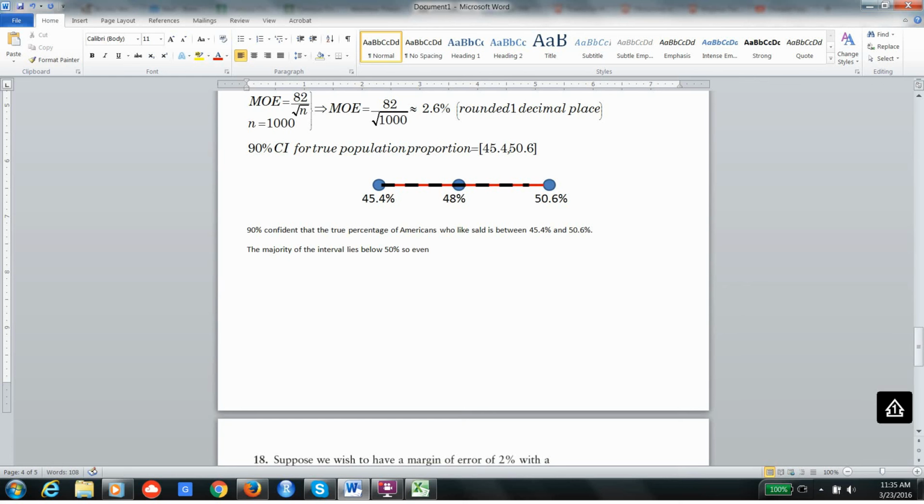So even though I'm not 90% confident that the true population proportion is below 50%, I am still very confident. Maybe I'm 80% confident or 85% confident, something like that. So this is a slightly nuanced question.